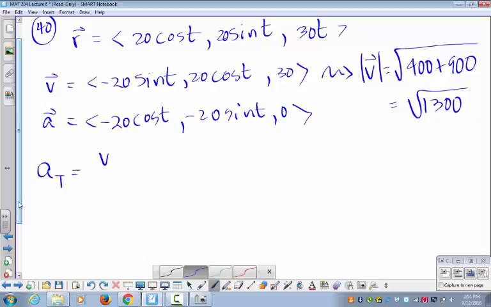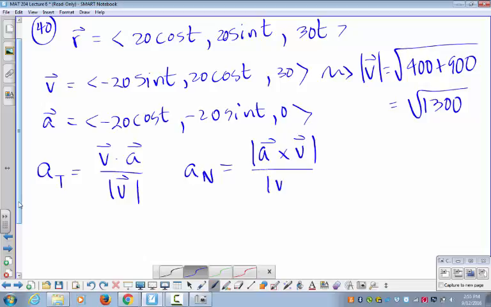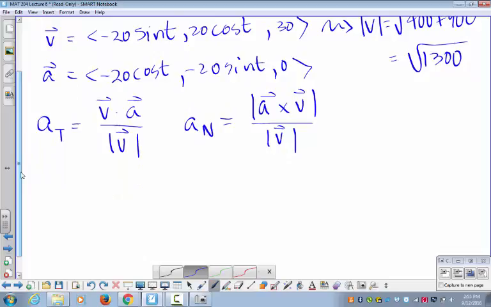Tangential, that's going to be the one that could possibly be negative, so that's the one with the dot product in it. And a sub n is the one with the cross product in it. It always has to be positive because acceleration points in and normal vector points in. All right, so let's go with the dot product one first. Dot these things together, we get negative times negative, which is positive 400 sine cosine.